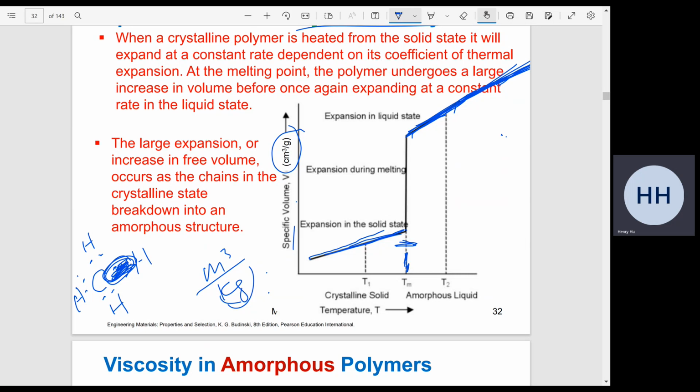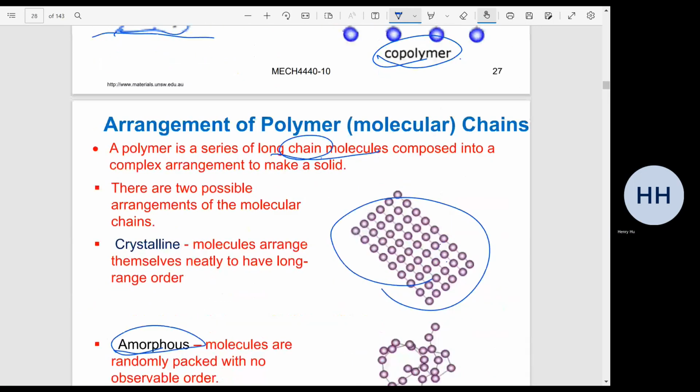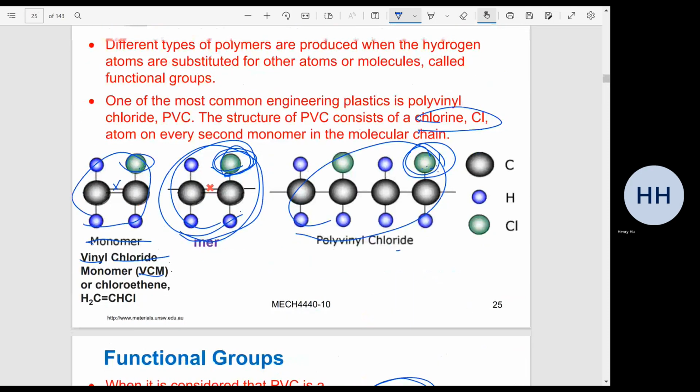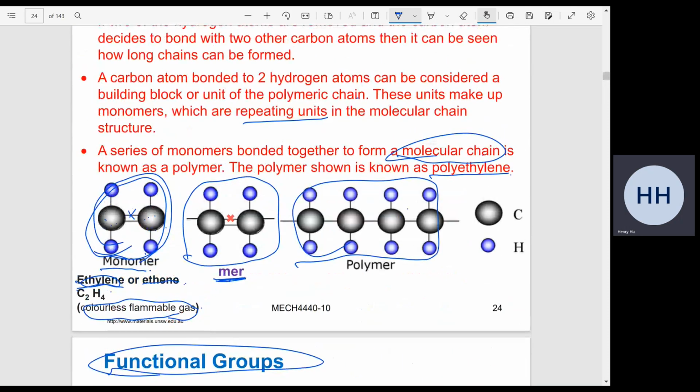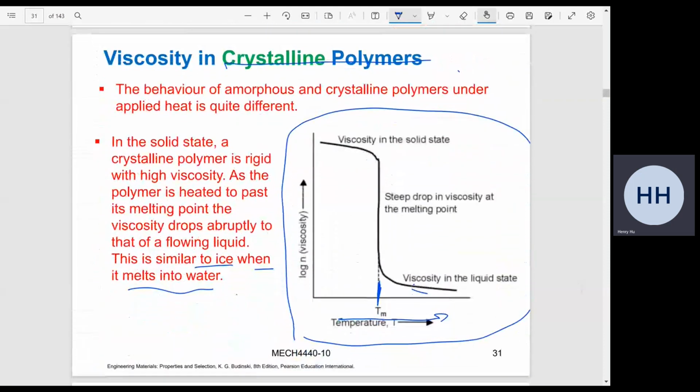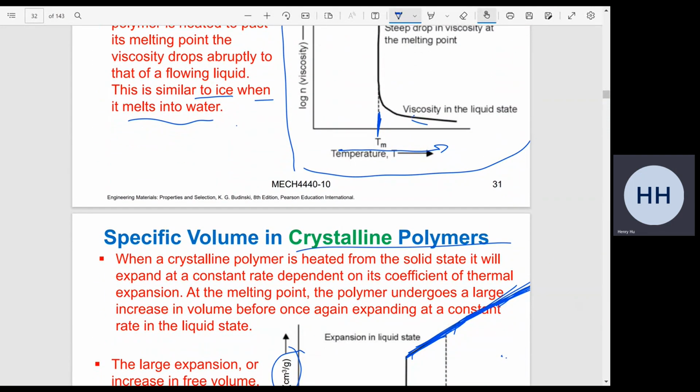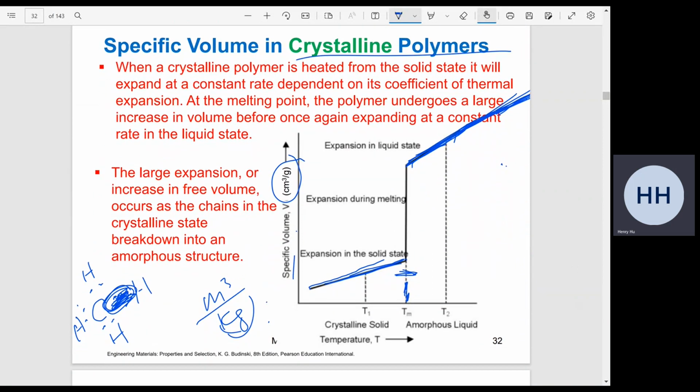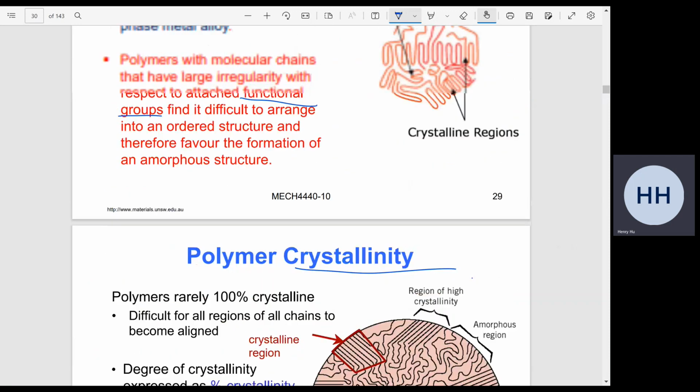If your temperature is high enough, maybe the bonds, because these bonds are covalent bonds, for example, here, all these bonds are covalent bonds. You need a very high temperature to break them. If these bonds are broken, then obviously it will be vaporized.